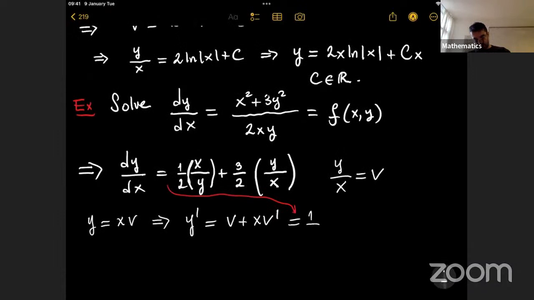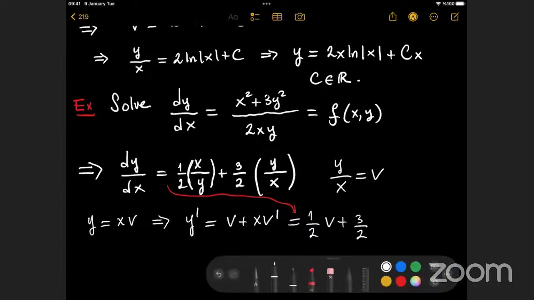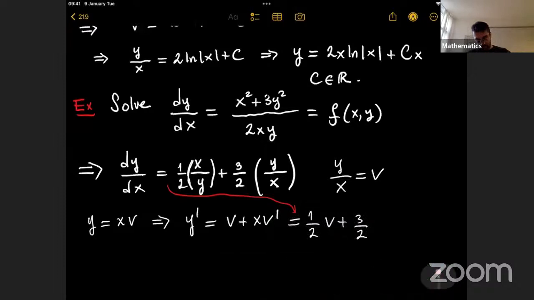1 over 2 v plus 3 half. There is something wrong here, right? 1 over 2 v, isn't it supposed to be 1 over 2 times 1 over v? Yeah, right. 1 over 2 times 1 over v, right here. Yeah, thanks. Here and this, right? 3 half y over x. We have x over y. X over y is 1 over v. Okay. So we get that.